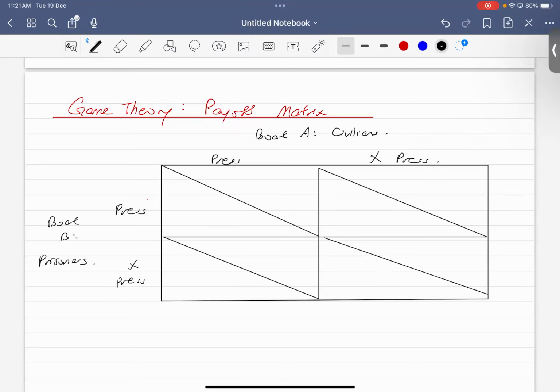Now if both press together, both will explode. If boat B presses the remote control, they will be safe because it will explode the other boat, right? So if boat A does not press, they will get exploded, but boat B will remain safe. Same thing for boat A as well. If they press, they will remain safe, and boat B will get exploded. If both do not press, as what Joker says, both will be exploded sky high.